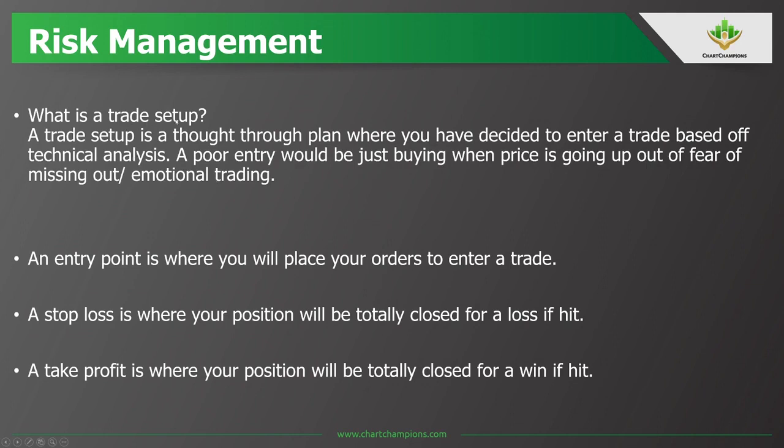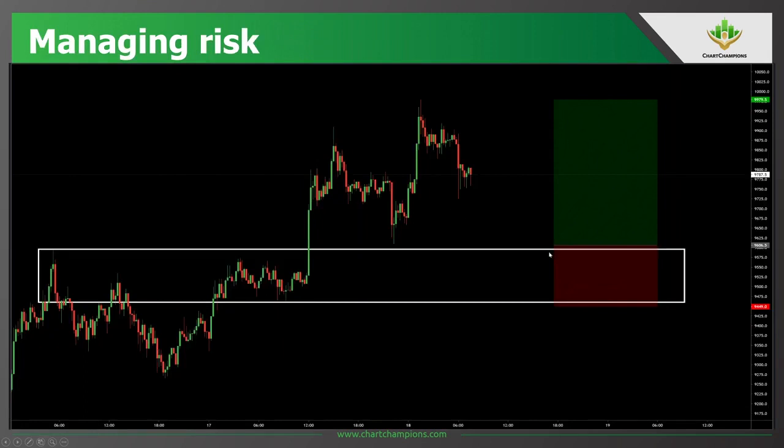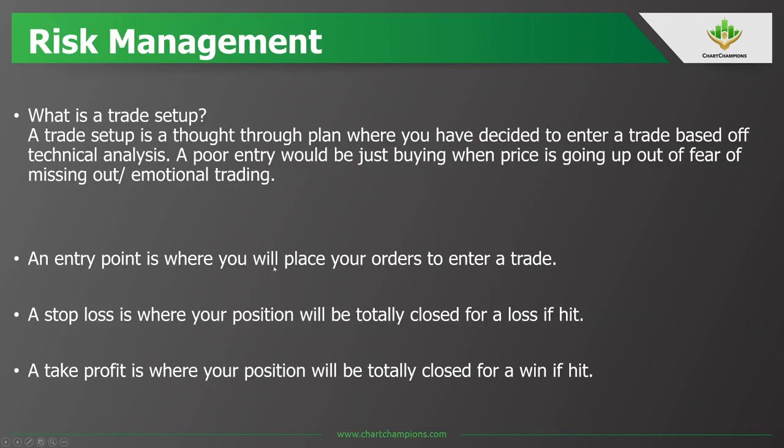So we want to block out this emotional style of trading and get into the plans of having technical analysis and our trade setups. So a trade setup is comprised of 3 points. Point number 1 is an entry. Point number 2 is a stop loss. Point number 3 is a take profit. That on the chart looks like this: entry, stop loss, and take profit. So an entry point is where you will place your orders to enter a trade. A stop loss is where your position will be totally closed for a loss if hit. And a take profit is where your position will be totally closed for a win if hit.